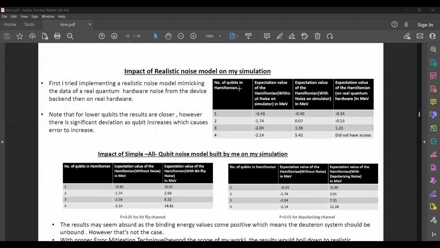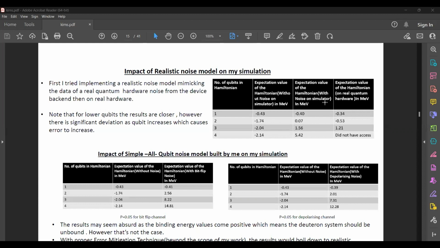So if you see in this table, the first column is the number of qubits in the Hamiltonian, and the second column is when there is no noise on the simulation. So the results are perfect. All the results are coming negative, and it is approaching the experimental value of minus 2.22 mega electron volt. So for 4 qubits, I've shown it is minus 2.14.